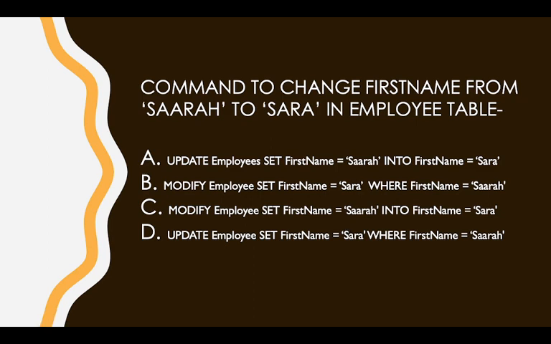So the correct option for this particular question would be option number D, which says update employee set first name is equal to Sarah where first name is equal to Sara. So we are basically using the update, set and where clauses here. If you know the basic usage of these three clauses, you're good to go. It won't take a minute to answer this question, right? Let us move to our next question, which is question number 8.